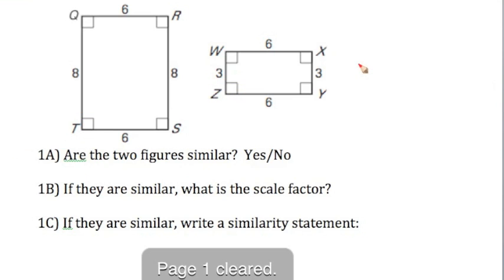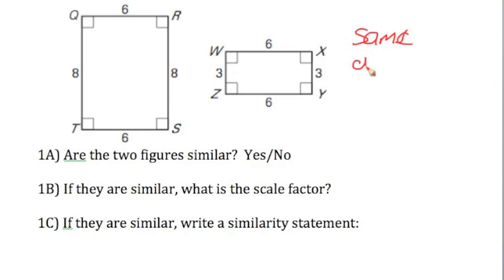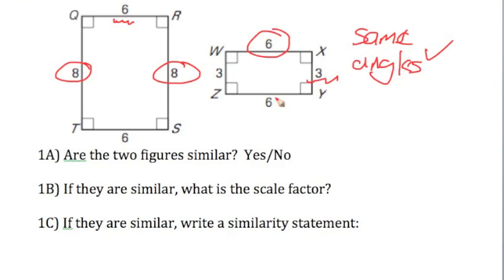So check for the angles, same angles, check. Now, proportionate sides. This one's a little bit tricky because one figure has been turned compared to the other figure, so we have to find out what sides match. Now, if you look at it, you'll notice that WXYZ looks like basically the same shape as QRST, but it's been flipped over on its side. So it looks like 8 is going to match up with 6. And over here, 6 is going to match up with 3.